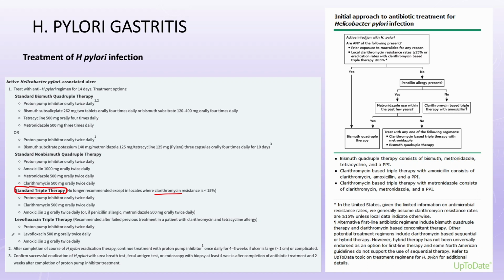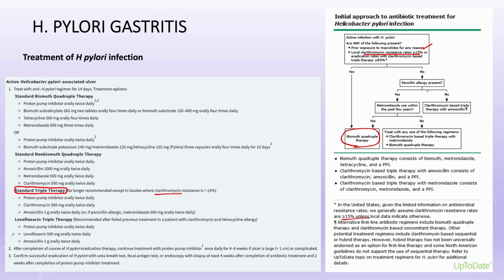If any of the following are present, so prior exposure to macrolides or local clarithromycin resistance rates greater than 15%, which I am not 100% familiar with our local rates, but most places have resistance rates greater than 15. So unless local data otherwise indicates, it's going to be a yes, and you're going to want to do the quadruple therapy. Okay, we tend to do the quadruple therapy all the way around.